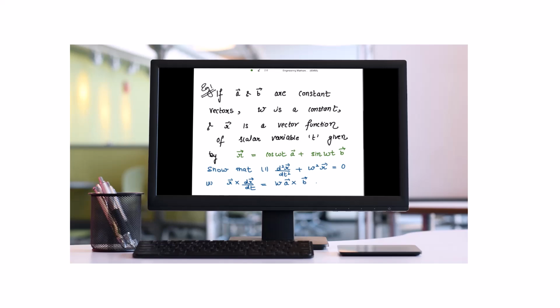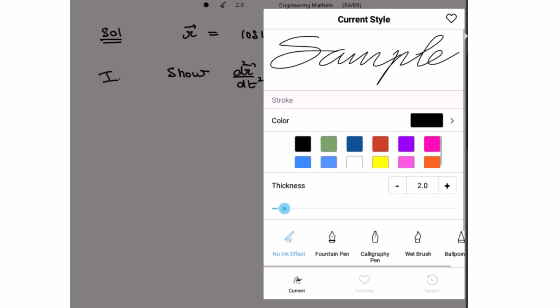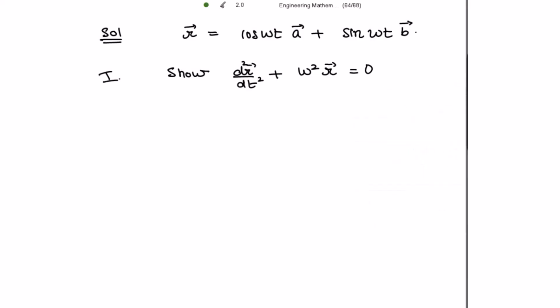If a vector and b vector are constant vectors, w is a constant and r vector is a vector function having the scalar variable t, then if r vector is defined by this, we need to show these two results. So first, for r vector, we need to show this first result. It is the double derivative of r vector.